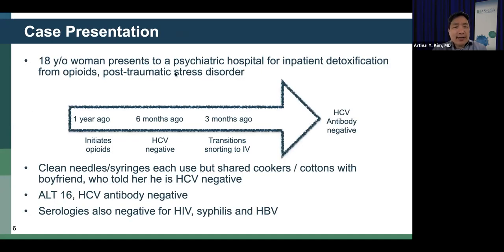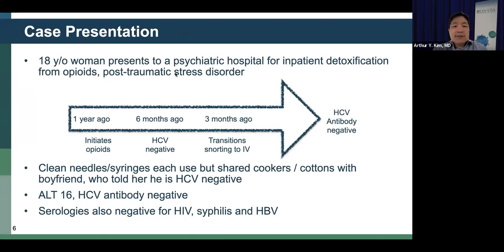All right, well, let's anchor the discussion in a case. I'm presenting an 18-year-old woman I saw a few years back who had initially presented to a psychiatric hospital for inpatient detoxification from opioids. She has post-traumatic stress disorder. Just 1 year ago, she had initiated opioids. She had been tested and knew that she was hepatitis C negative just 6 months earlier.